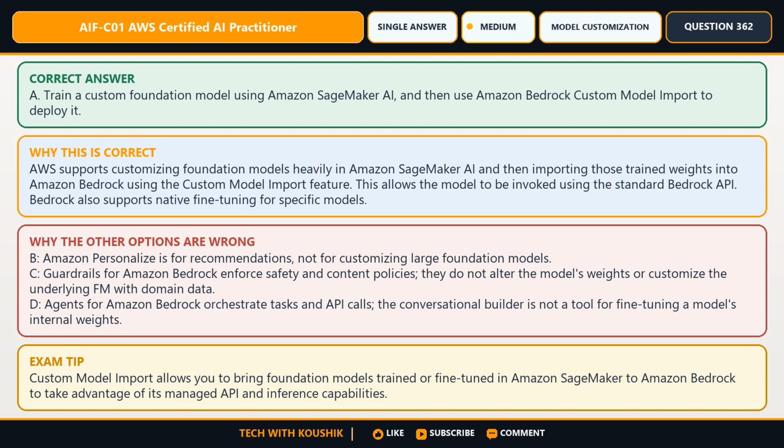The incorrect choices are plausible, but unsuitable because B. Amazon Personalize is for recommendations, not for customizing large foundation models. C. Guardrails for Amazon Bedrock enforce safety and content policies. They do not alter the model's weights or customize the underlying FM with domain data. D. Agents for Amazon Bedrock orchestrate tasks and API calls. The conversational builder is not a tool for fine-tuning a model's internal weights. Custom model import allows you to bring foundation models trained or fine-tuned in Amazon SageMaker to Amazon Bedrock to take advantage of its managed API and inference capabilities.